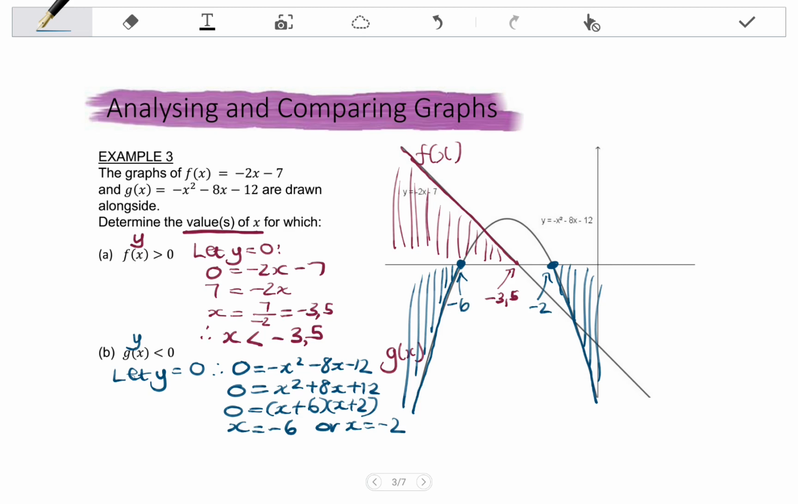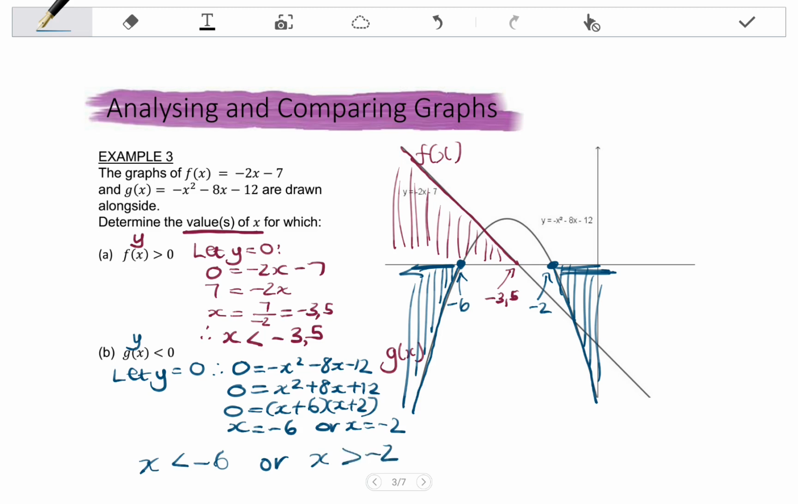So to answer the question, the values of x for which g of x is less than 0, all the x values that are less than negative 6, so x is less than negative 6, or all the x values that are greater than negative 2.